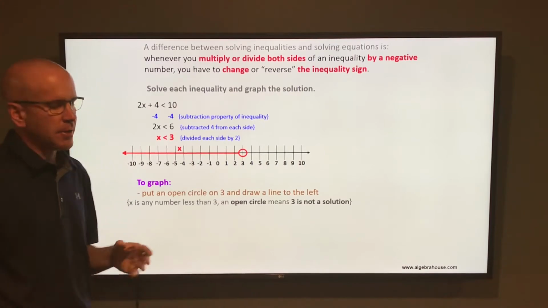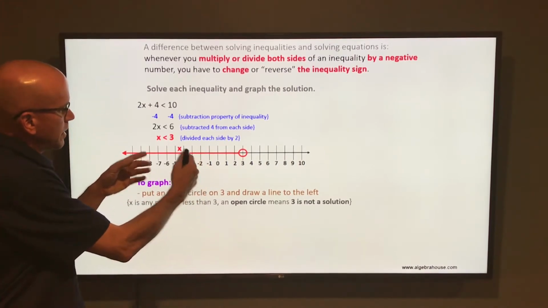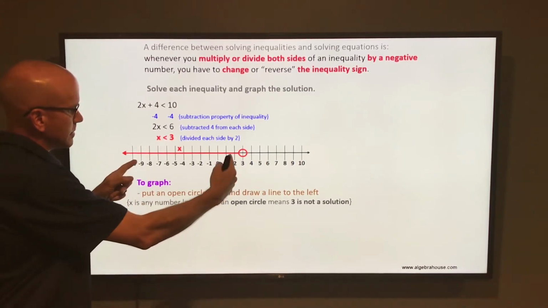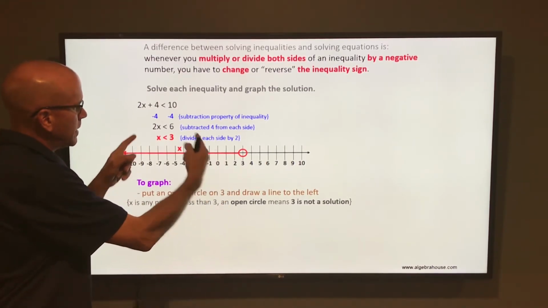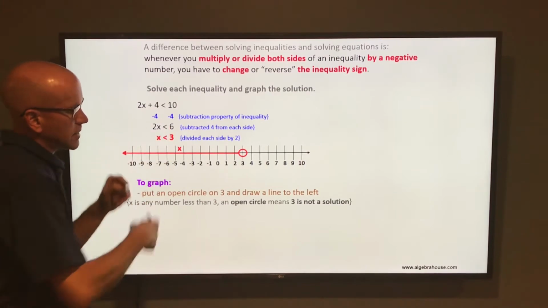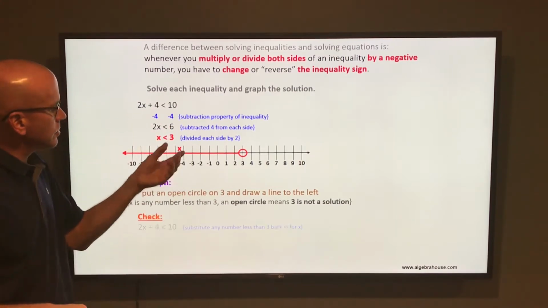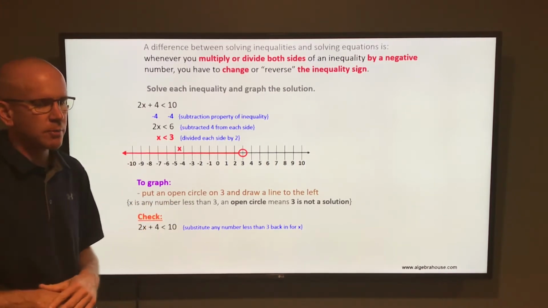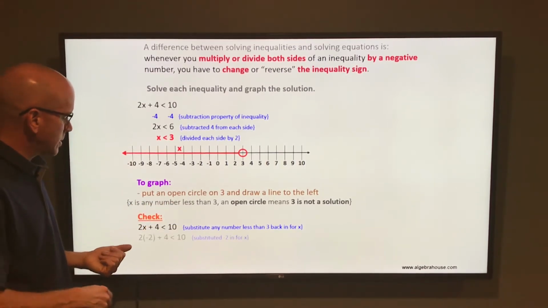If you want to check that, just pick a number less than 3, substitute it back in, and it should make a true statement because this is the solution set. So anything inside here, when you substitute in for x, it should make a true statement. So you could put 0 in, could put negative 4 in, negative 10 in. Any of those should make a true statement. Let's say we go with negative 2.